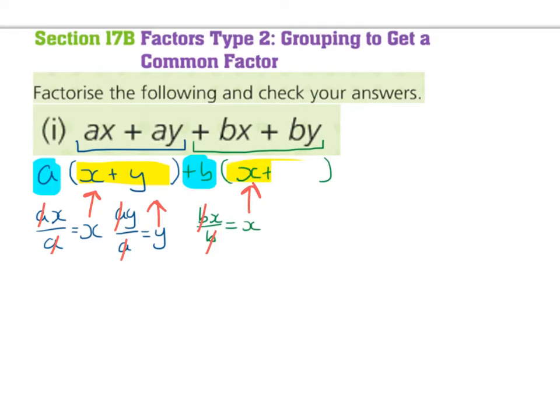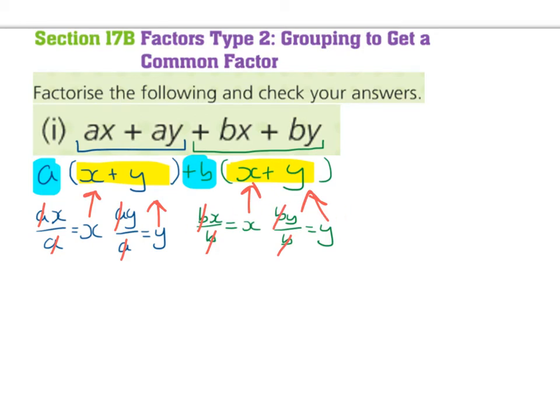Then we do the same with plus by. We're going to divide it by the highest common factor, which is b. So by divided by b, the b's will cancel, leaving us with y, which we put into the brackets. So bx divided by b leaves us with x, and by divided by b leaves us with y. So again, this is our rough work, and eventually you will be able to do this in your heads, but I strongly suggest that you do the rough work for the moment.